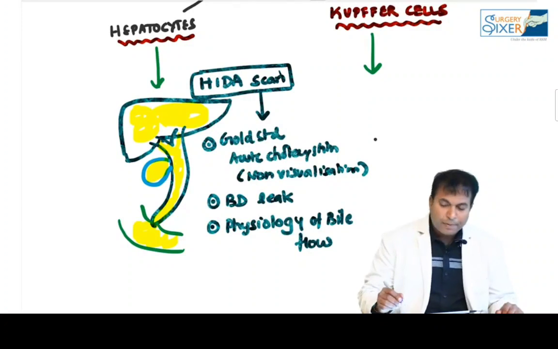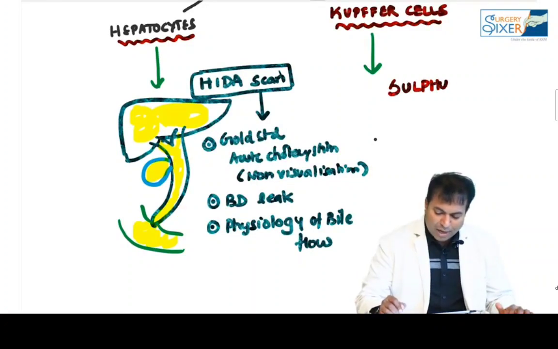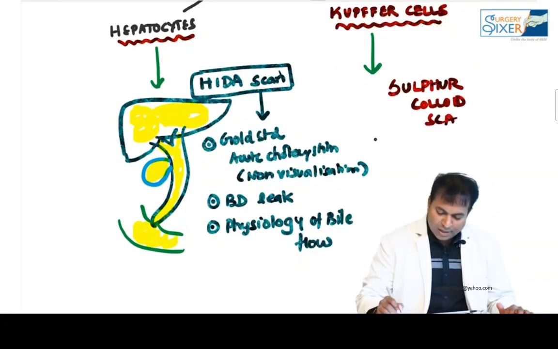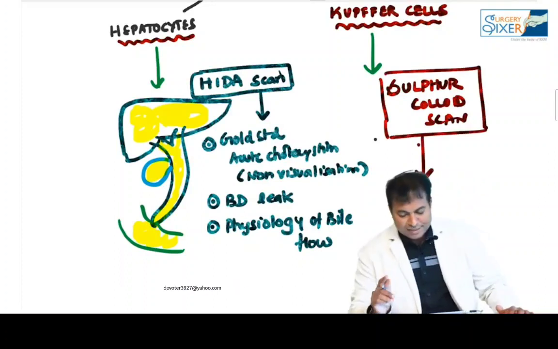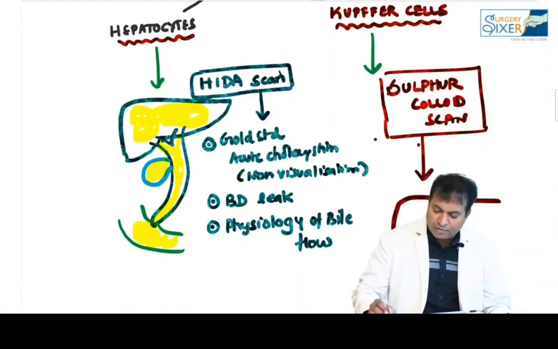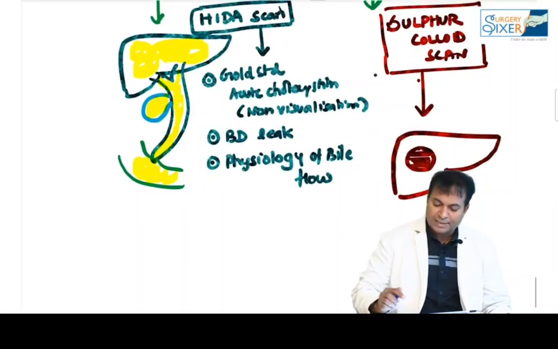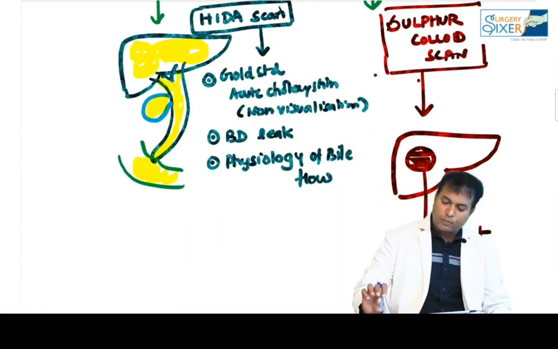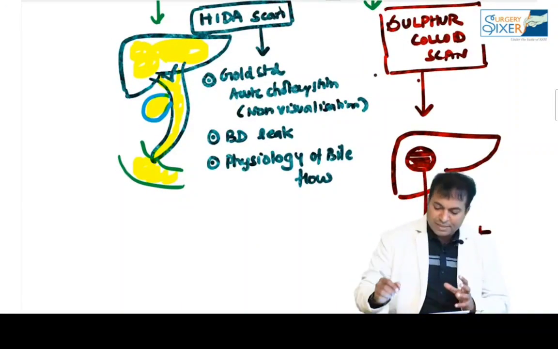Kupffer cells. With the help of Kupffer cells, we do a scan known as sulfur colloid scan. So there are two special scans done on the liver. One is HIDA scan, another is sulfur colloid scan. So please don't forget, sulfur colloid scan is based on Kupffer cells, and this scan will show the tumor as hot spot. Will show the tumor as hot spot only in the presence of functioning Kupffer cells. Only in the presence of functioning Kupffer cells, this scan shows the tumor as hot spot.